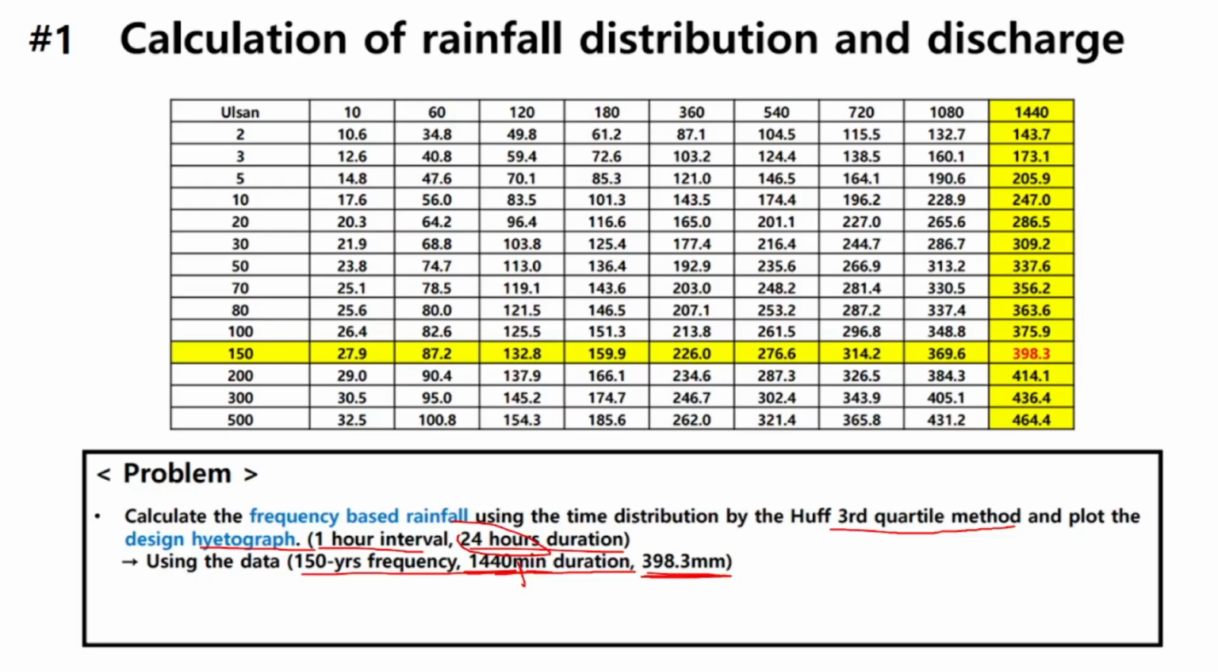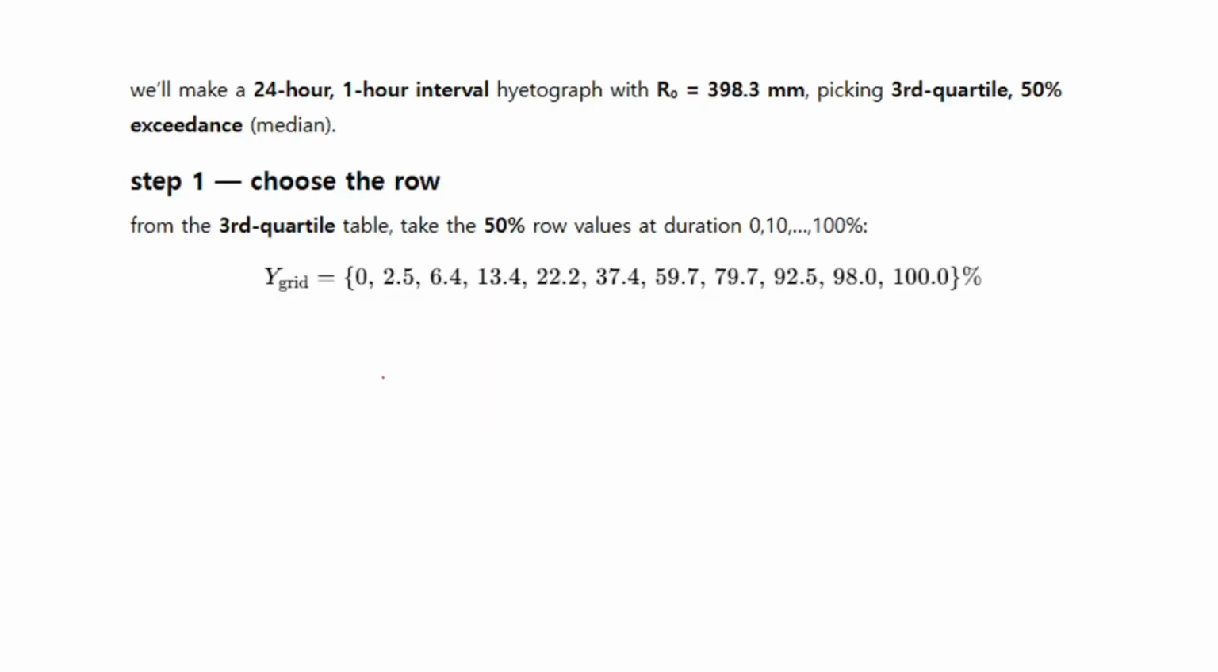So if you look at the table here, we have the 150 years frequency, and if you go all the way to the right, where the duration is 1440 minutes, which is 24 hours, we have 398.3 millimeters. So we're going to use this 398.3 millimeters for calculation, so remember that. So first we'll make a 24-hour 1 hour interval hyetograph with 398.3 millimeters, picking third quartile 50% exceedance median.